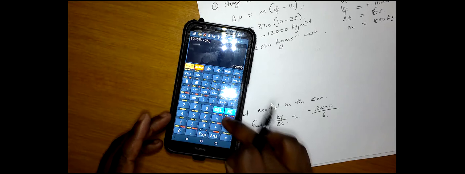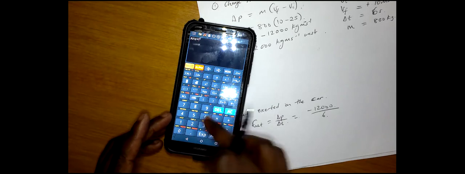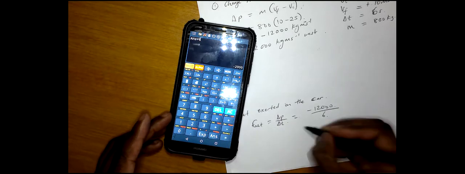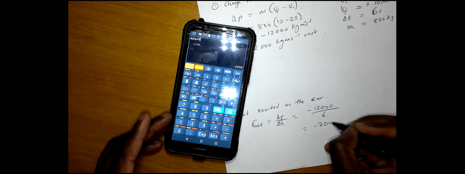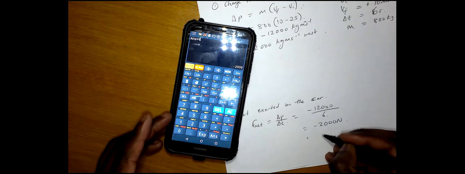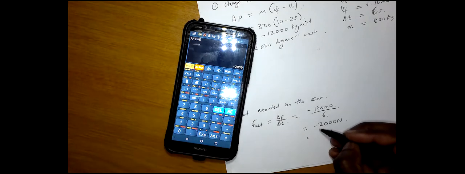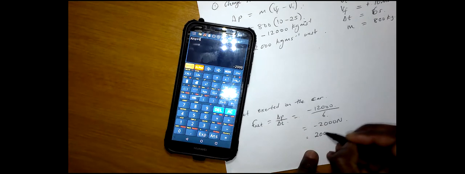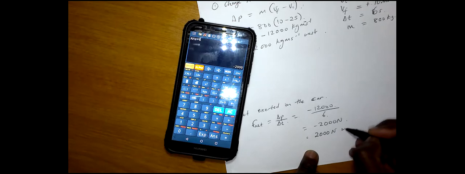All right, divided by 6. What do we get there? We get negative 2,000 Newton. So what does negative 2,000 Newton mean? It means that it is 2,000 Newton west.